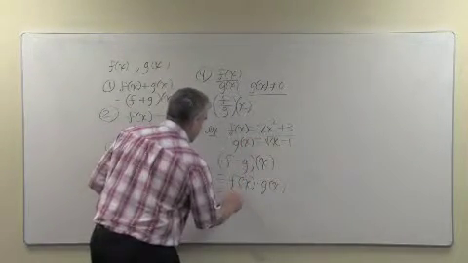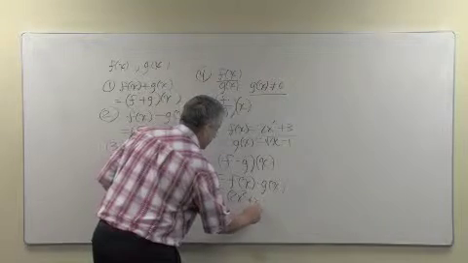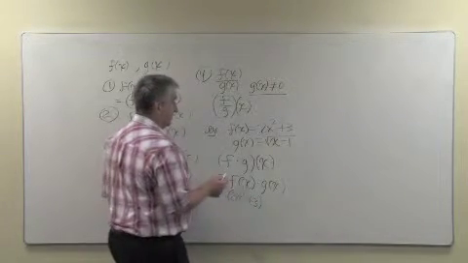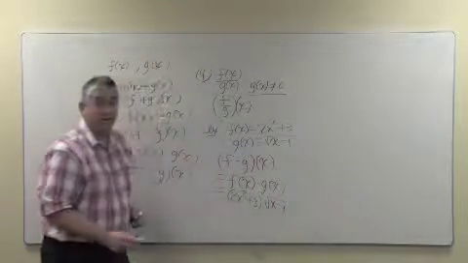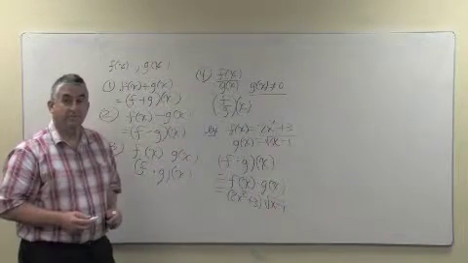So f of x is 2x squared plus 3. G of x equals the square root of x minus 1. And so we get the product of the two functions.